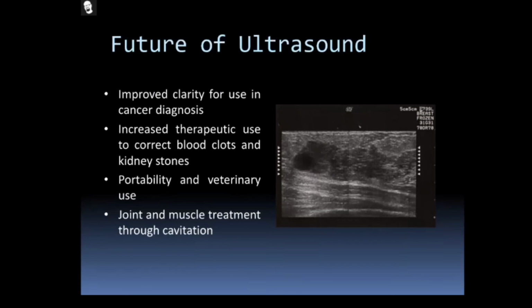And then portability and veterinary use also. We can use ultrasound for scanning some animals. And of course there are portable machines; we can carry the ultrasound like a suitcase. And the last point, joint and muscle treatment through cavitation, as with a thermogram. Through the thermogram, we can predict tumors and everything according to the temperature variation.